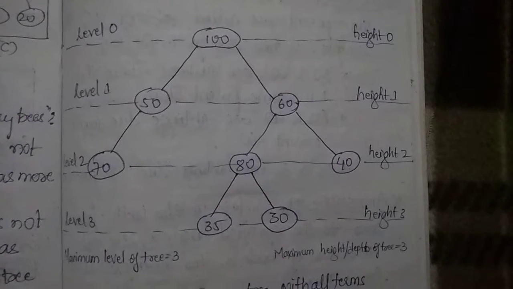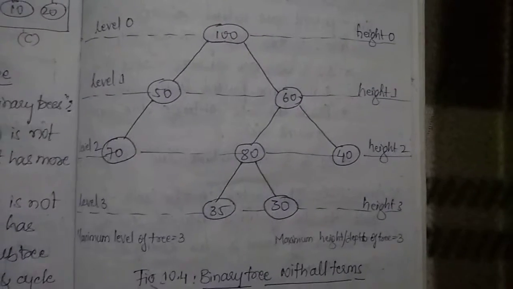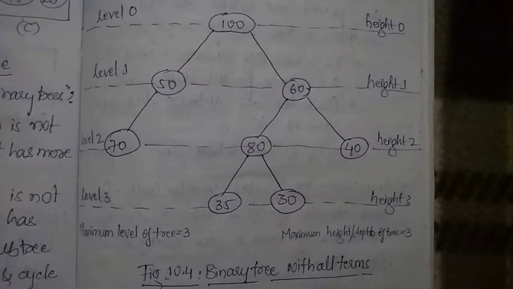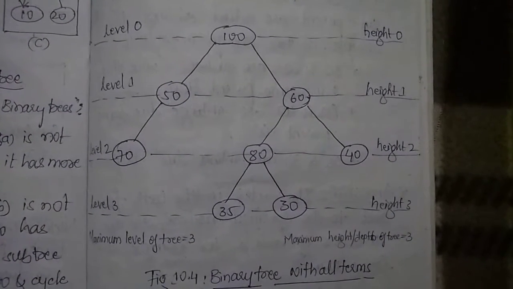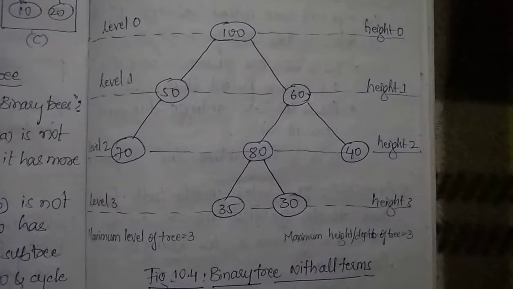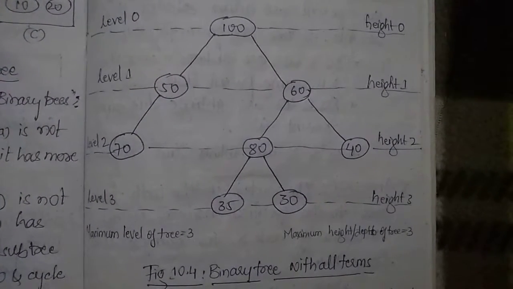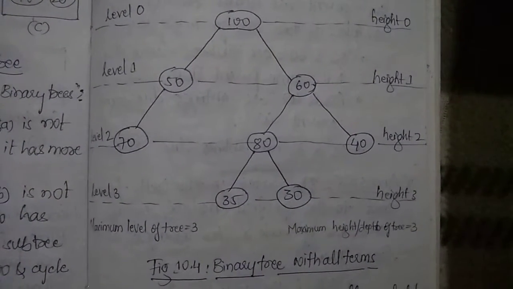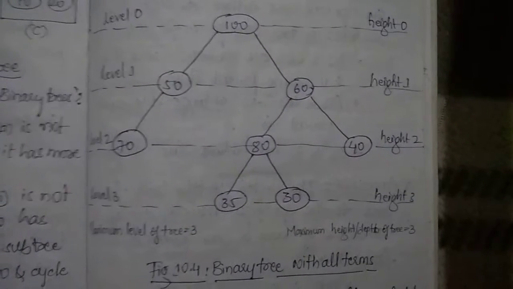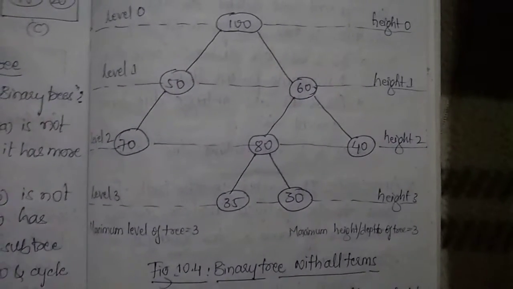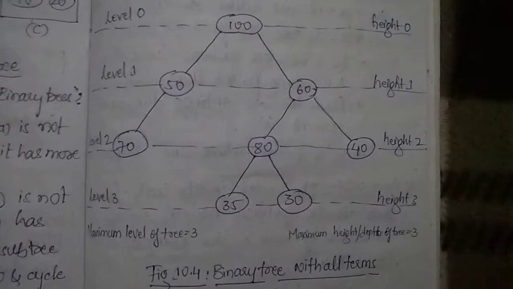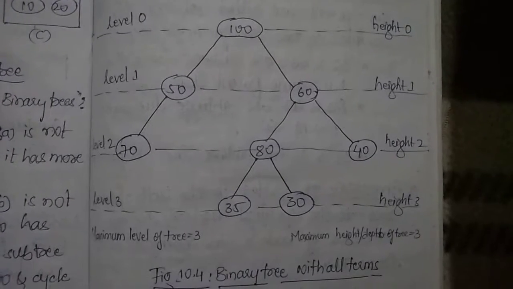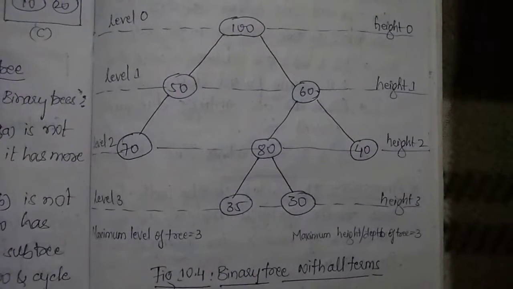Taking an example in figure 10.4, 50 and 60 are the children of node 100. 50 and 60, at level 1 or height 1, are the child nodes of node 100. In the same way, 80 and 40 are the child nodes of 60. 70 is the child of 50. 35 and 30 are the children of node 80. The next terminology to be discussed is siblings. Two or more nodes having the same parent are called siblings.